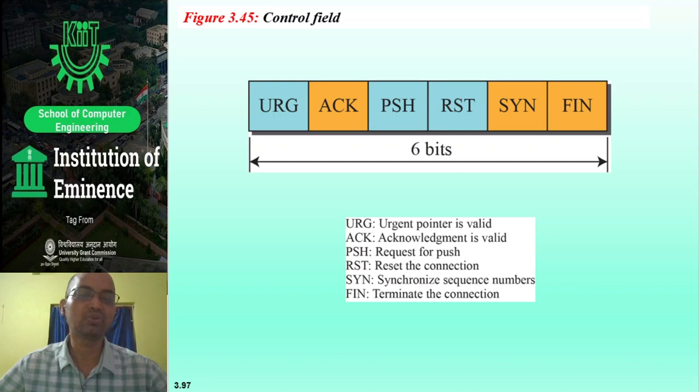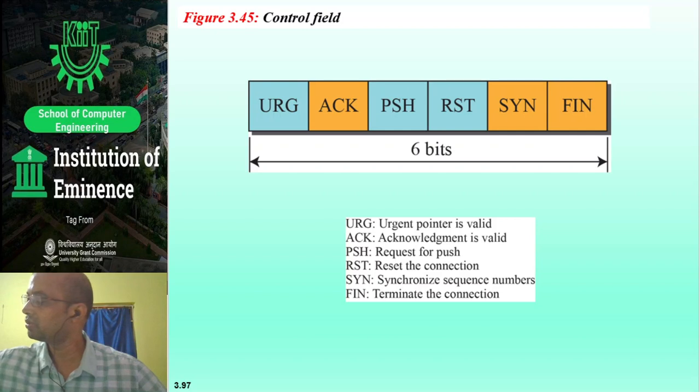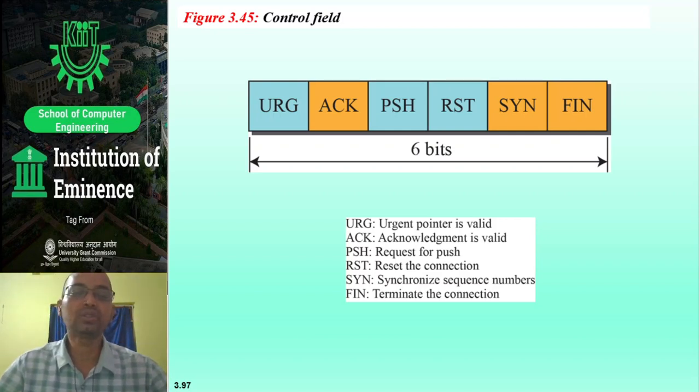Same thing with push: if the sender is pushing the information, then the push flag should be set to 1. In case of reset, if some parameter of the connection needs to change, because TCP is connection oriented and a connection needs to be established prior to data communication, if certain information needs to be revised, at that time reset is set to 1. Then this is called sync. This is the initial packet used for establishing a connection between the two end parties. And fin is the information through which we can terminate it. That is the criteria, but we will discuss sync and fin in more detail later.